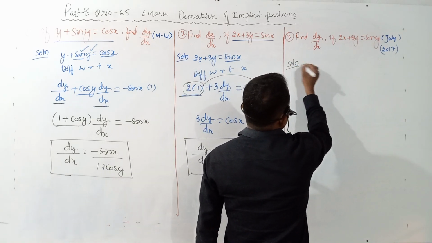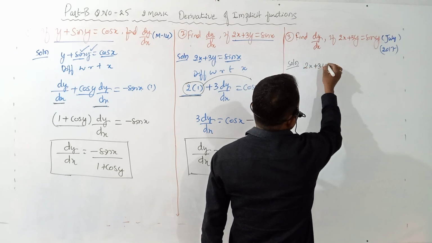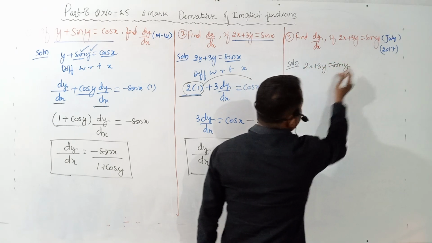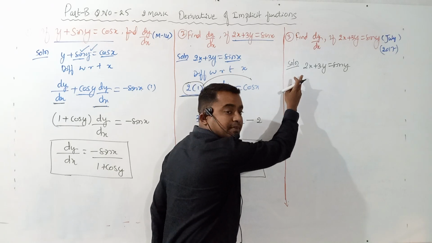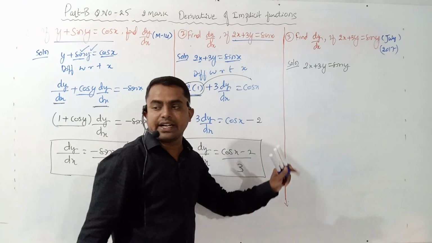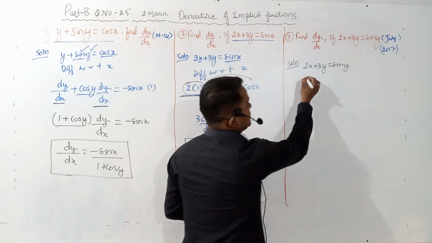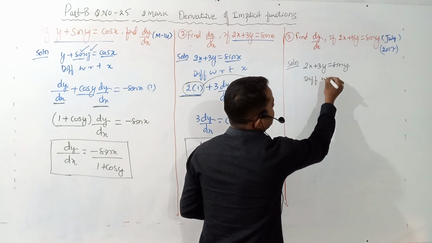Write the given function first, as it is: 2x plus 3y is equal to sin y. Now differentiate with respect to x.